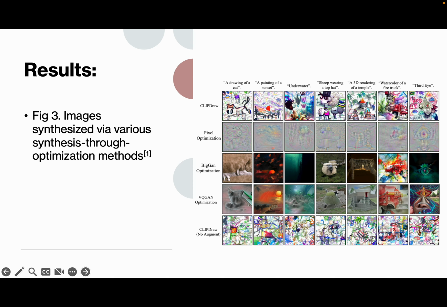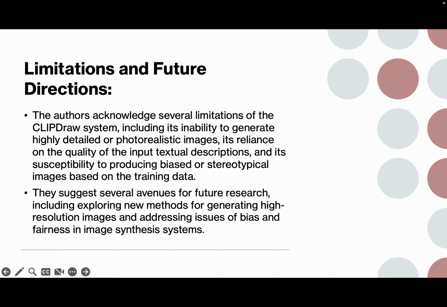Whereas pixel optimization creates interesting textures but fails to compose colors and shapes, the BigGAN and VQGAN optimization synthesize high resolution images but are constrained to the set of images the generator can produce, whereas the images from CLIPDraw without image augmentation score high numerically but are nonsense to the human eye. So what we can learn from this are the limitations and how to go further into the future with them.